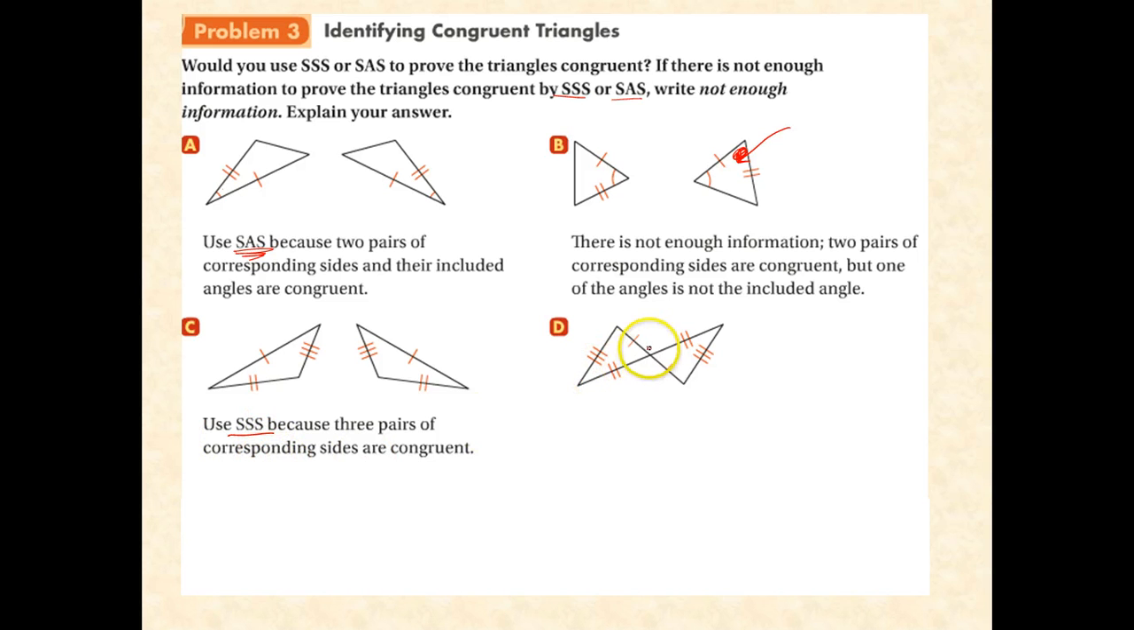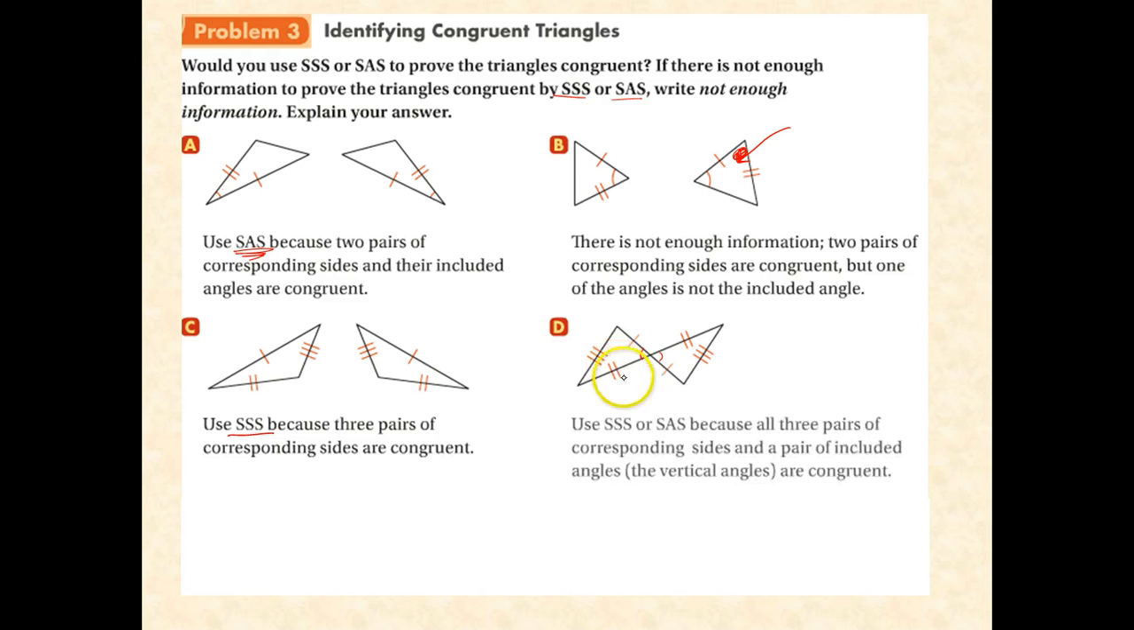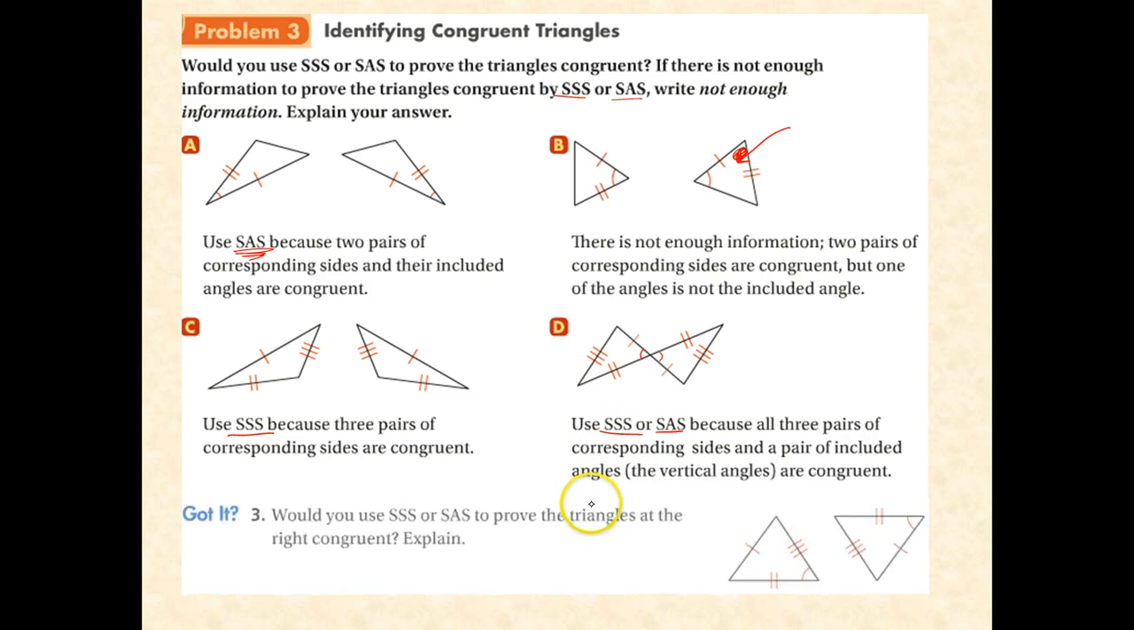What about right here? Well, you can use either one really. Side, side, side, because we've got all the sides, and we know vertical angles right here are congruent, so you could do side angle side. Boom, you can use either one. Cool, huh? You get to pick. So, what about this one? Would you use side, side, side, or side angle side to prove that these are congruent?